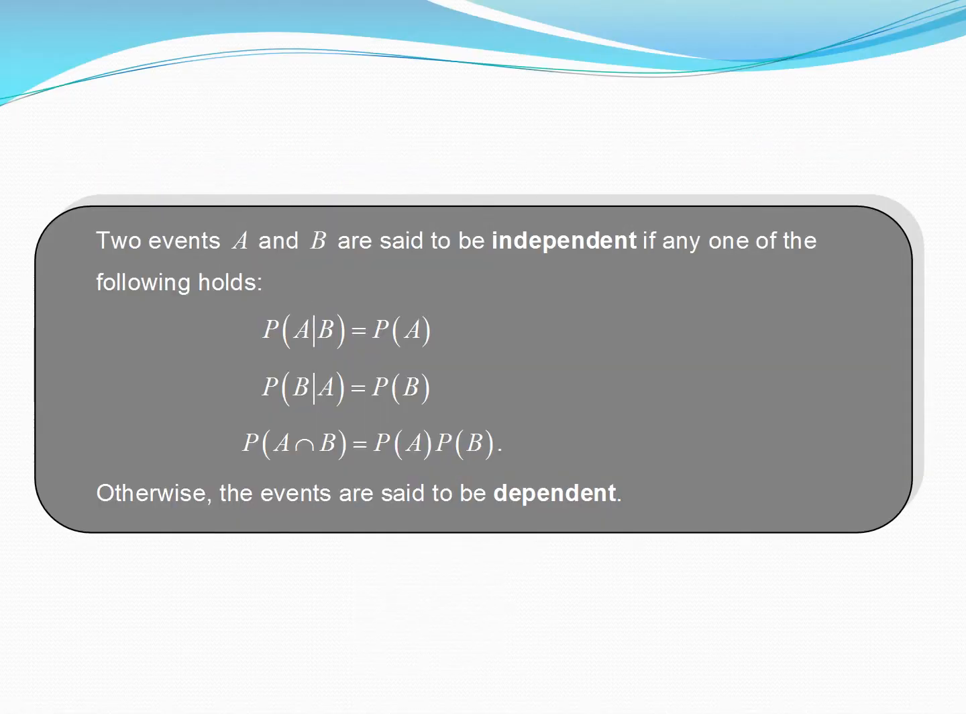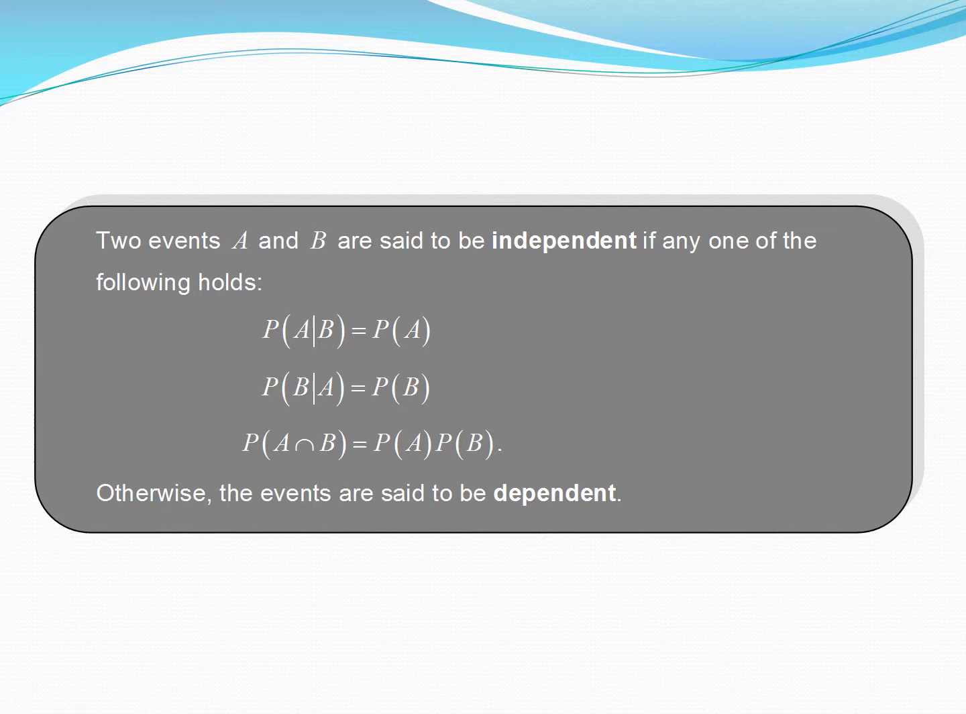So we can prove that two events A and B are independent in the following ways. The probability of A given B will simply be equal to the probability of A, which implies that event B didn't affect event A. Or the probability of B given A will simply be equal to the probability of B, so event B was not affected by event A.